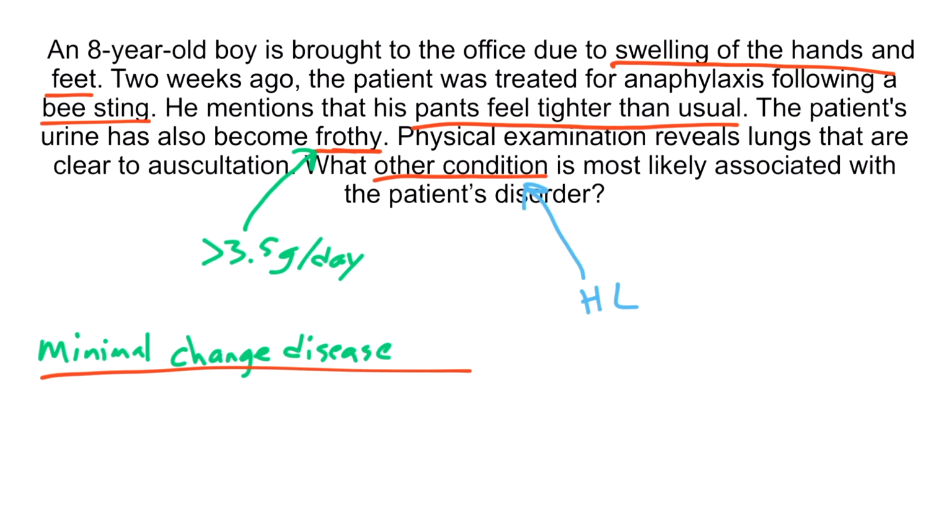And as just a brief review, what serum protein is likely low that results in the swelling or edema of this child's hands and feet? That would be albumin. He has low albumin.